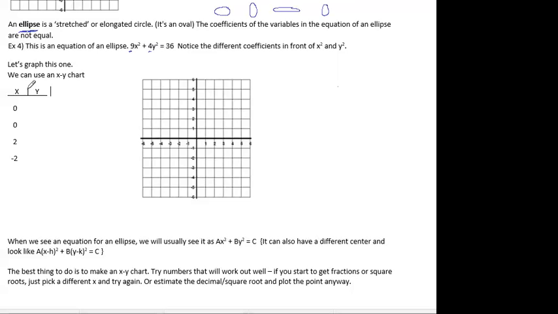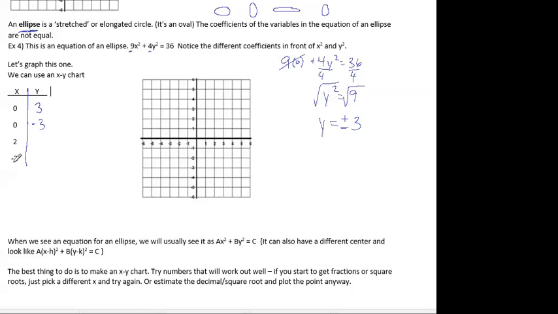So we're going to graph this with our XY chart. I think I pulled this one out of the book, so it should work. Let's plug in 0 for x. So we have 9 times 0 squared plus 4y squared equals 36. The first term is all 0, so it doesn't matter. We have 4y squared equals 36, so I'm going to divide by 4. I'll have y squared by itself, and 36 divided by 4 is 9. To get y, I take the square root. When I'm solving equations, I do take plus or minus. Because it's a square root, it's either a positive or a negative 3. That's why I have 2 rows here: one time I can get a positive 3, and another way of doing it would be a negative 3.